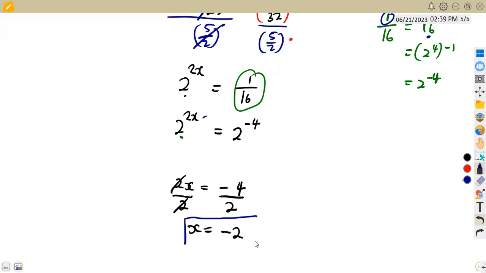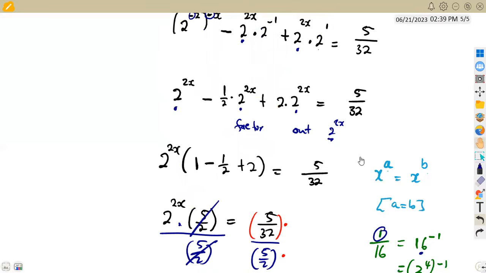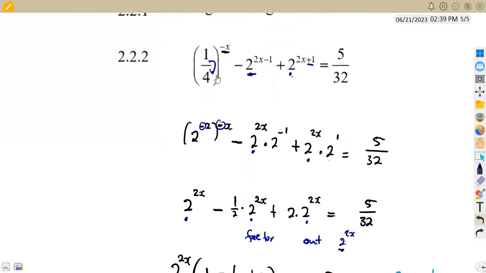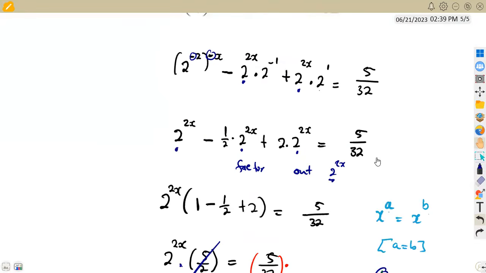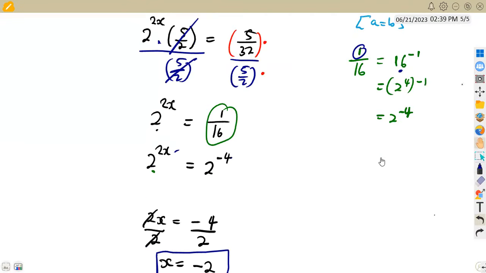All right, so this is the value of x that is going to satisfy this equation. Remember, the value of x is the value that makes the left-hand side equal to the right-hand side. So if we substitute this value of x, which is -2, on the left-hand side, wherever there's an x, we substitute with -2, our answer is going to give us 5/32, which is exactly what we have on the right-hand side. So I want you to substitute this value of x properly on your calculator and see if you're obtaining the exact value of 5/32 on the right-hand side.